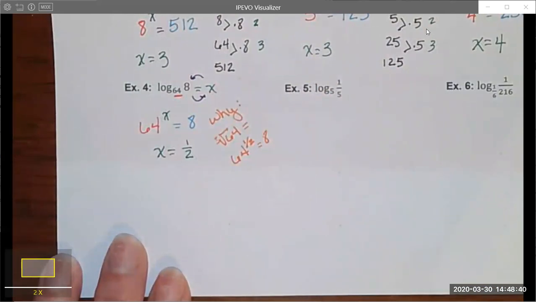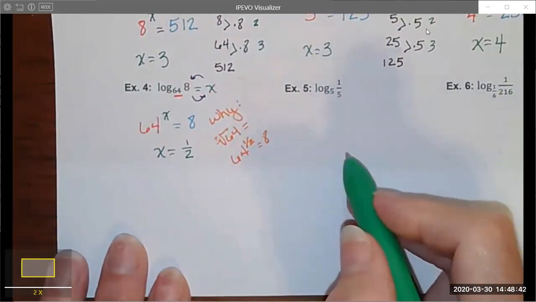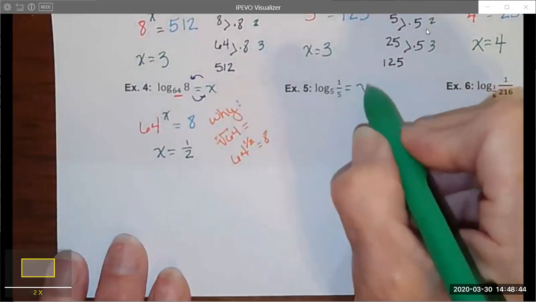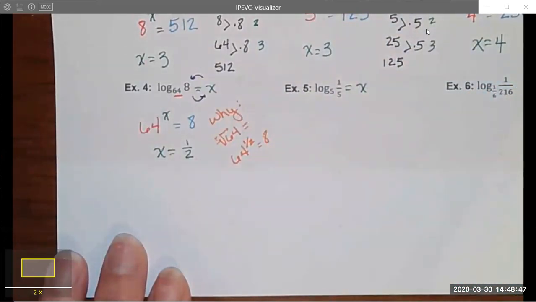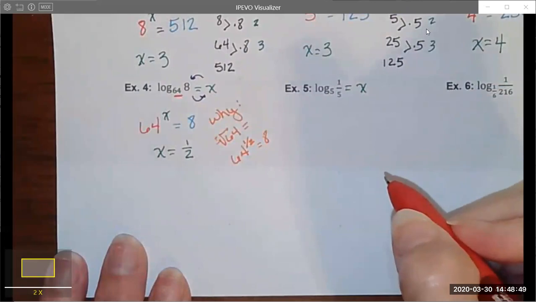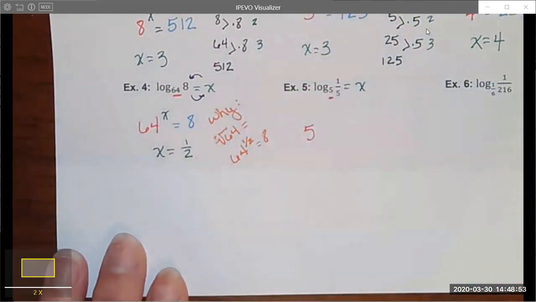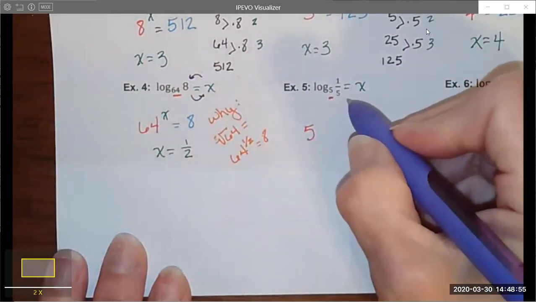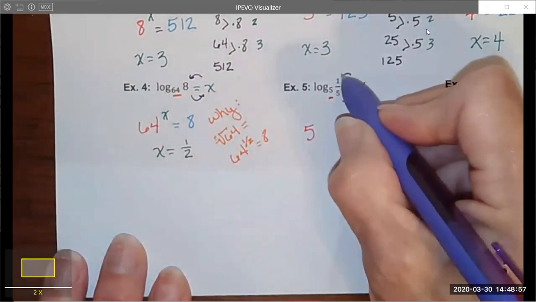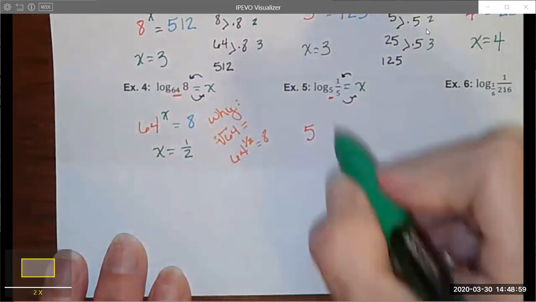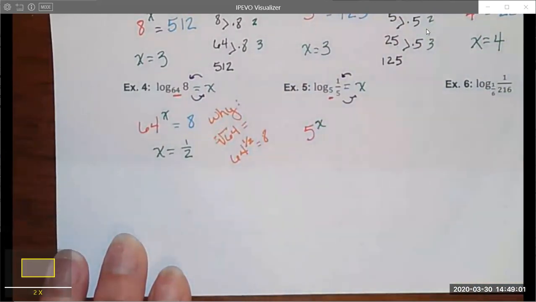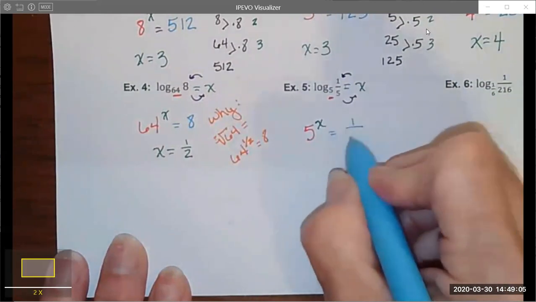Example 5, log base 5 of 1/5 equals x. We have to create that variable first. Then we need to write it as an exponential function. I'm going to identify my base is 5. I'm going to roll my log. So I'm looking for the value that 5 can be raised to, such that it gives me a fraction of 1/5.